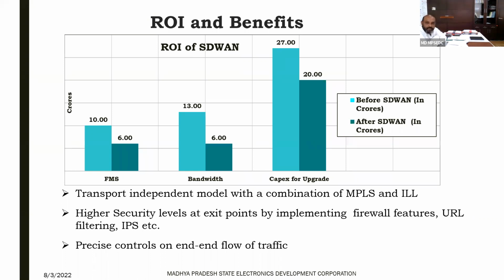And the capex, the third point: if we had migrated using the legacy technology, this would be the difference. Then these are the benefits we have achieved with the transport independent model. We have granular control, up to application-level monitoring, of the type of application and the traffic moving via the network. That is what we could monitor and control, and we could define the policies as per the requirement.